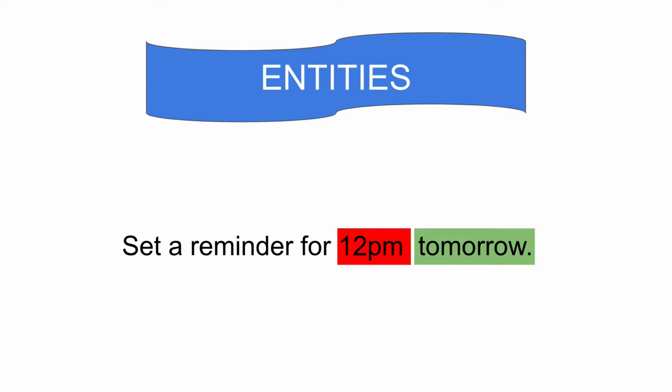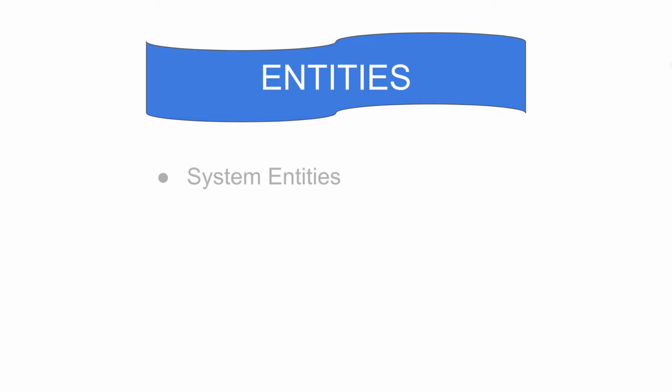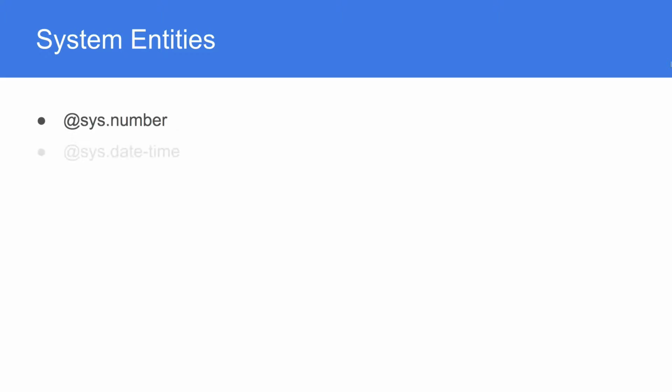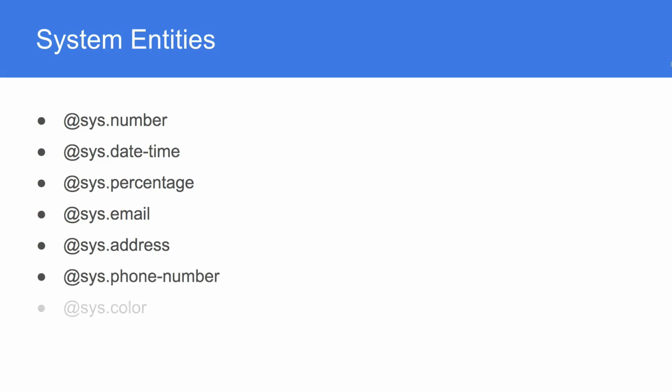So in this case, 12 p.m. and tomorrow will become entities for our intent. Entities can be of three types: system entities, custom entities, and session entities. What are system entities? Dialogflow provides some default entities which can be used to extract common data from user input like time, date, email, percentage, etc. These are called system entities. Here you can see some of the system entities which you can use directly.